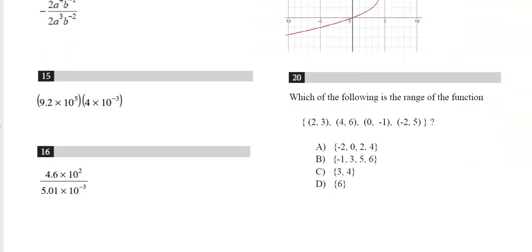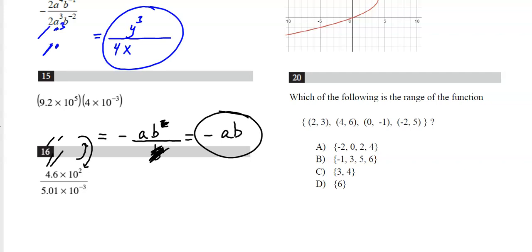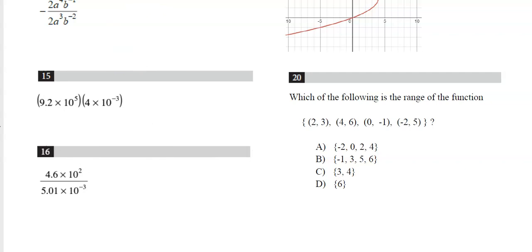Multiplying scientific notation. So if you want full credit on the quiz, you've got to do this by hand using powers. First thing is I'm going to just multiply the coefficients in the front. So 9.2 times 4 is going to be 36.8. And then for my powers of 10, 10 to the 5th times 10 to the negative 3rd, well, that's 10 to the 5 plus a negative 3. You add the exponents. So that's 10 squared.